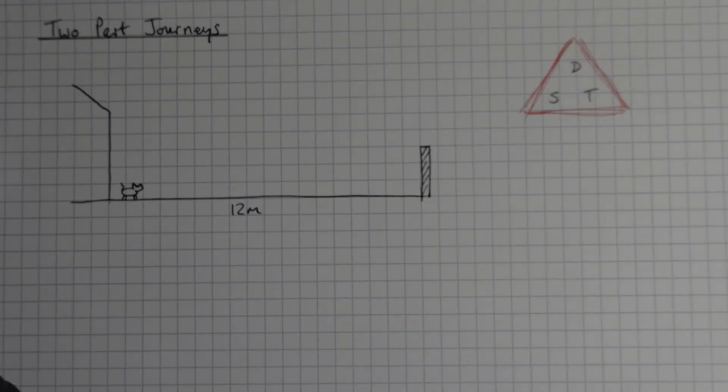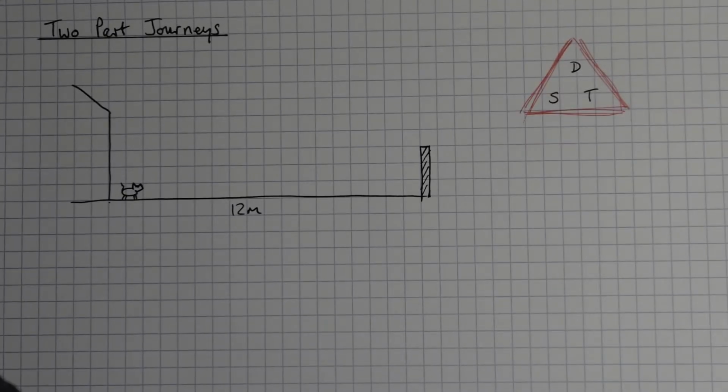If you said 5 metres per second, that is not the correct answer. It's the classic wrong answer. And I'll show you why. It becomes obvious if you calculate it.